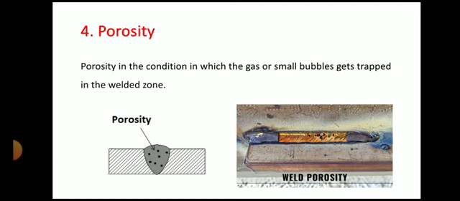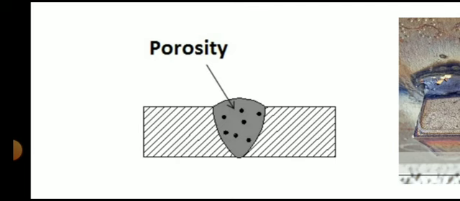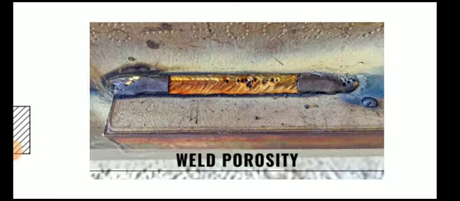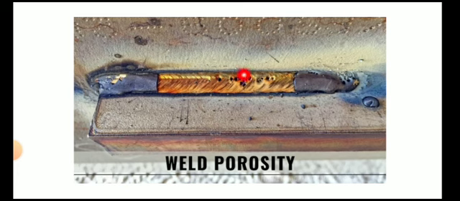The fourth defect is known as porosity. So porosity is the condition in which gas or small bubbles get trapped in the welding zone. So here you can see the porosity. So what happened? The small bubbles or gases get trapped in the welded zone. So here you can see the actual porosity. Here you can see the blowholes in the weld. So this is known as porosity.